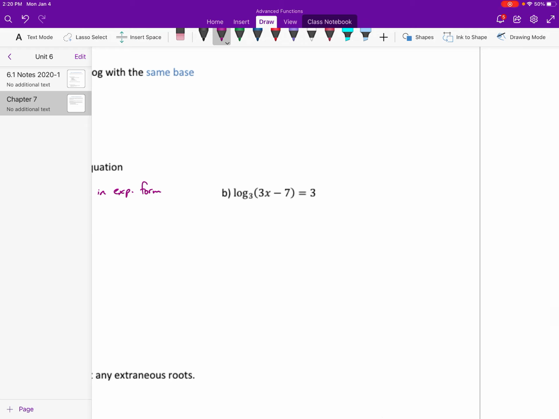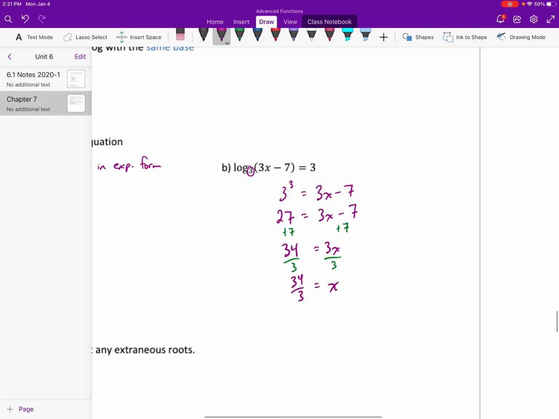Okay, let's look at another example. Again, we'll rewrite into exponential form. So this is 3 to the power 3. So 3 to the power 3 equals 3x minus 7. 3 to the power 3 is 27 equals 3x minus 7. Now we're going to add 7 to both sides. So we get 34 is equal to 3x. Then we divide both sides by 3. And we get x is equal to 34 over 3. Again, good practice. Go back to the original question, plug it in, and make sure it works.